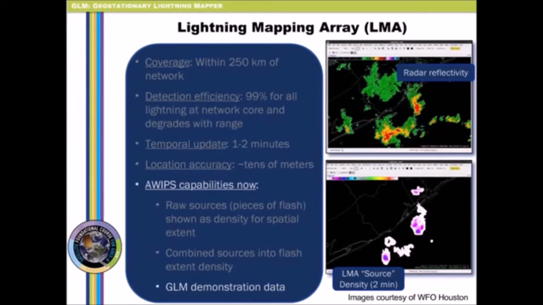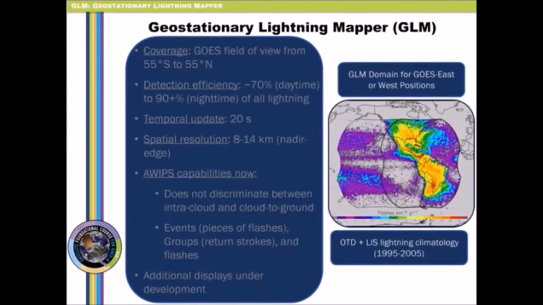mapper is operational. The geostationary lightning mapper will be the newest lightning observation system and is set to launch on the GOES-R series satellites. Geostationary lightning mapper covers most of the GOES field of view from 55 degrees south to 55 degrees north. The GLM will observe both cloud-to-ground and intracloud lightning. The spatially uniform detection efficiency exceeds 70% during the day and 90% at night for all lightning. GLM lightning observations will be available in AWIPS within 20 seconds after the lightning occurs.